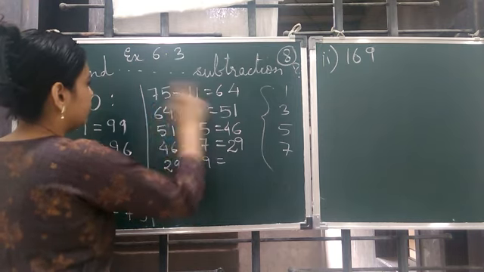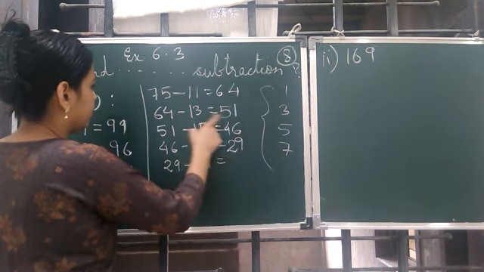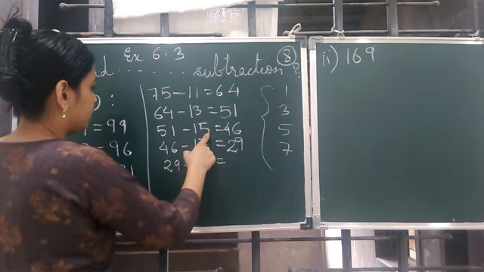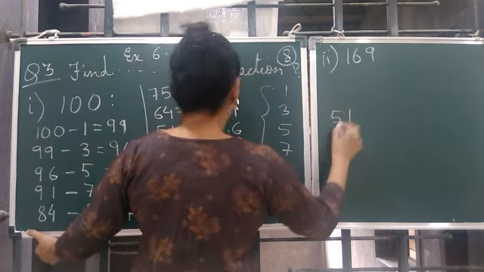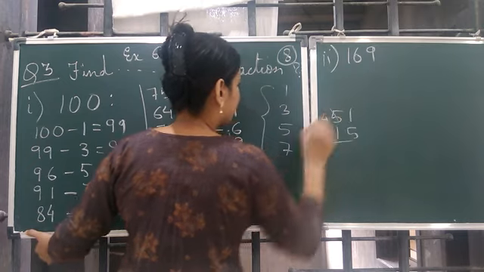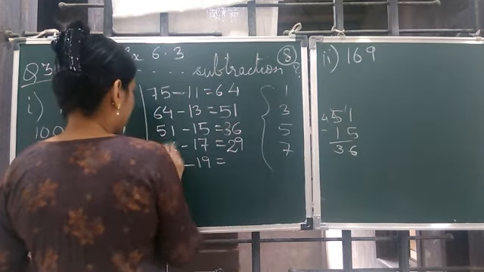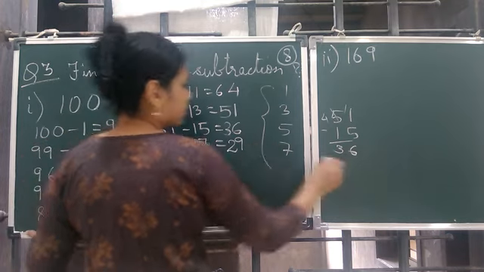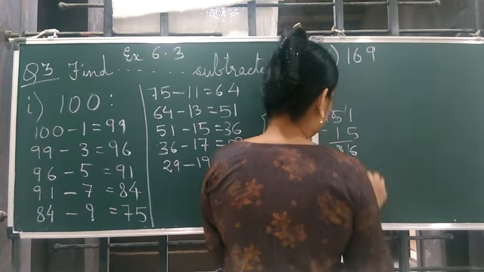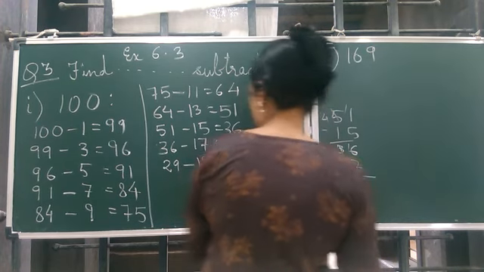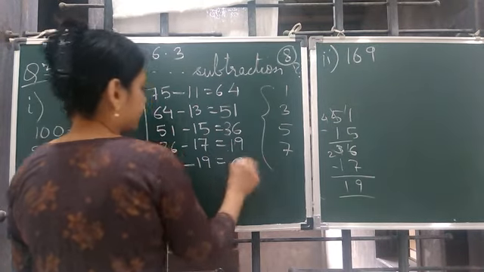51 minus 15, yeah, it will be 36. So here is 36. 36 minus 17 is 19. So this is 19 and 19 minus 19 gives us 0.